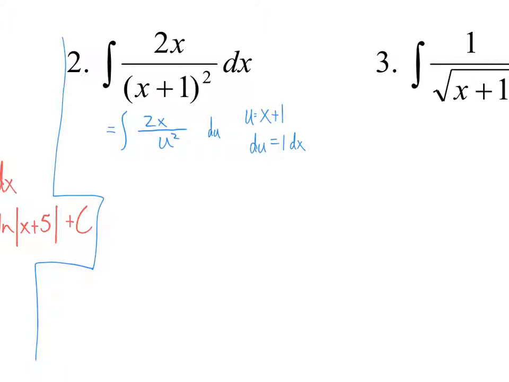So what did we do when we ran into ones like this? We solve for the x using what u equals, right? So x is u minus 1. Okay? So think with me here. We've got the integral of 2 times u minus 1, and I'm going to rewrite this as times u to the negative 2 power as well.